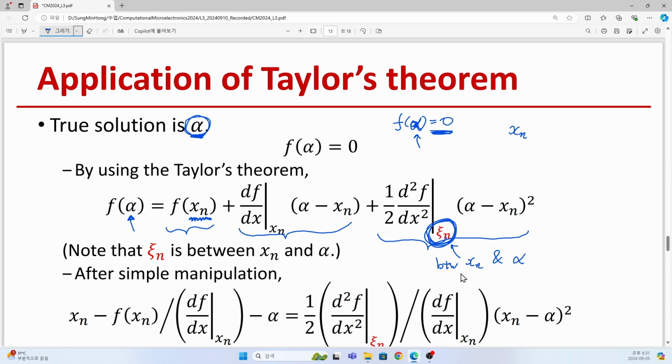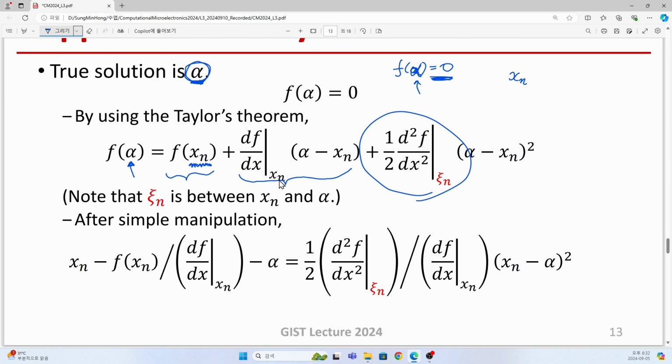So, what is this xi n? We have actually no idea. However, there exists a certain value. So now we assume that this value is more or less given. Then after simple manipulation, we just divide all of our equation with this term. So then we can make a simplification.